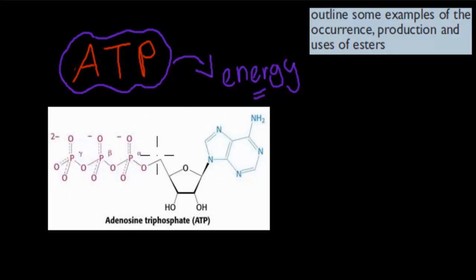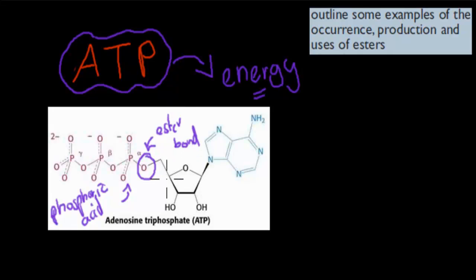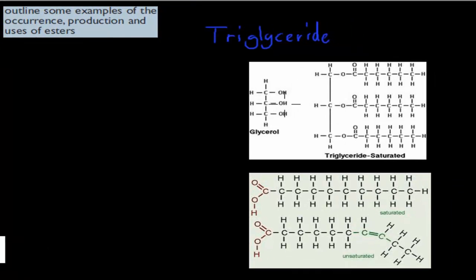And ATP is actually a form of ester. The reason we know that is because right here we have a phosphate, which was originally phosphoric acid, and this joins together here with what was your alcohol group. They form that ester linkage, the ester bond. So overall, ATP, which we can find in large amounts in our body, is actually an ester.